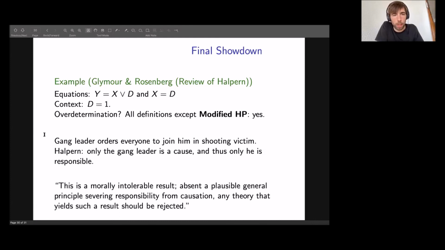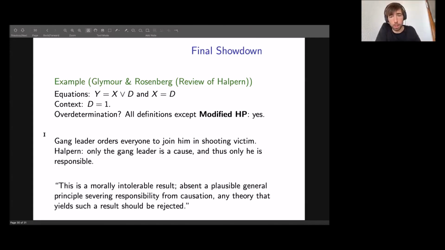Now, Glimmer and Rosenberg give the following example as a story that could go along with these equations to convince you that this is very counterintuitive. Imagine that D represents a gang leader who orders every member of his gang to join him in shooting a victim. And so rather than now having just one X, imagine that there's 10 X's, X1 to X10, and they all together shoot the victim. And one bullet would have been sufficient to kill the victim. Now, according to Halpern's definition, only the gang leader and his order is a cause of the victim dying. And a fortiori, he's the only one who's responsible under the assumption that responsibility requires causation.